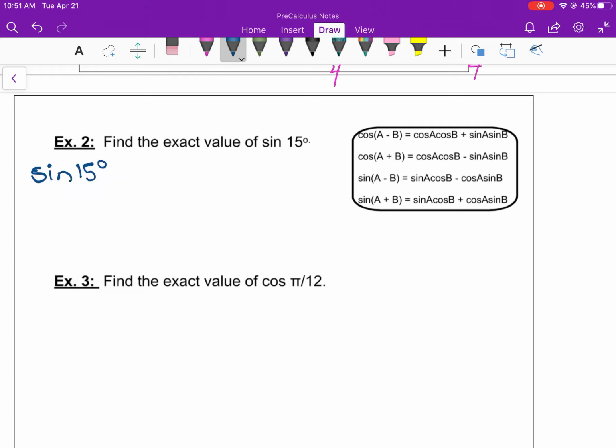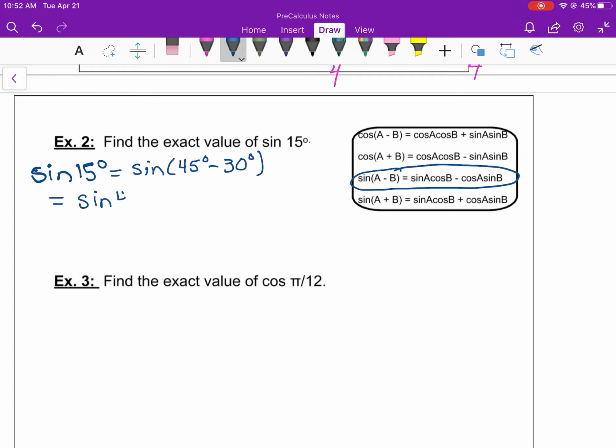Look for two angles on your unit circle that are 15 degrees apart. You have lots to pick from. You could do 45 and 30. You could do 60 and 45. You could do 120 and 135 and so on. So any two angles 15 degrees apart. The first two that I see on my unit circle are 45 and 30. Then I'm going to follow this formula right here.